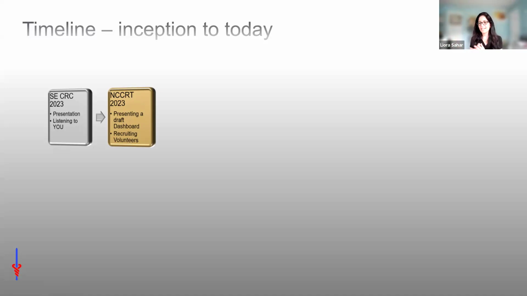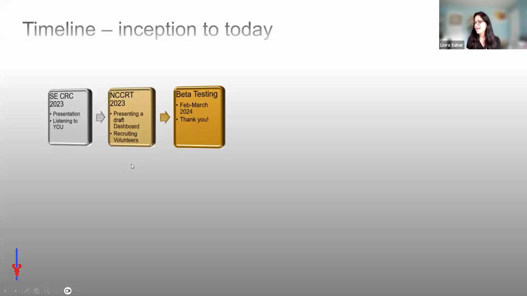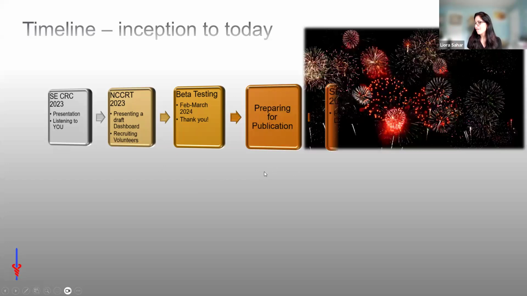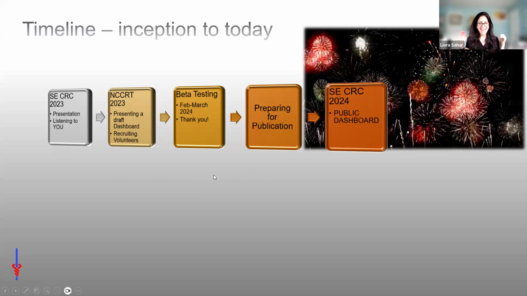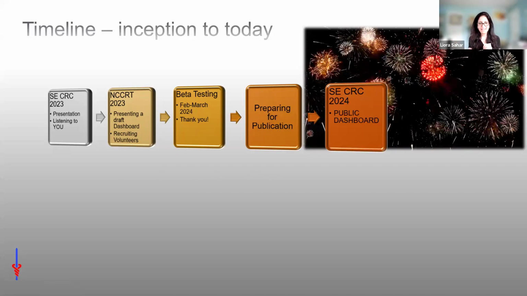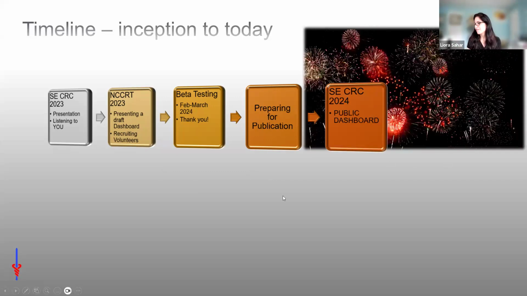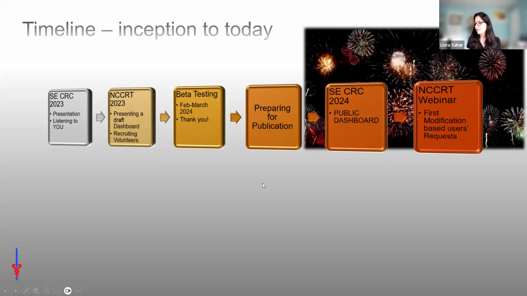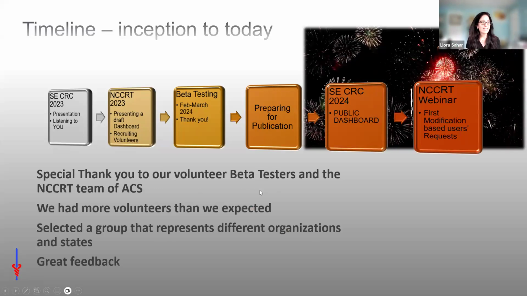So in December of last year, we presented a draft dashboard and showed how it can be used. Immediately we had several volunteers, and we thank each and every one of you, that we recruited for the beta testing, and we listened to the feedback and applied it. Following the beta testing, we worked towards the actual launch of the dashboard. It was very exciting last month to present at the Southeast Colorectal Cancer Consortium again, and actually be able to launch that tool and talk about how it can be used.